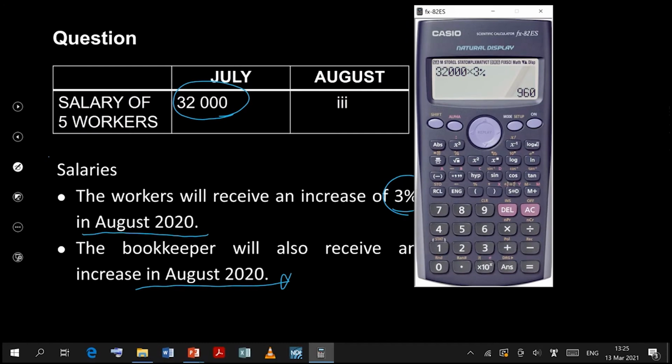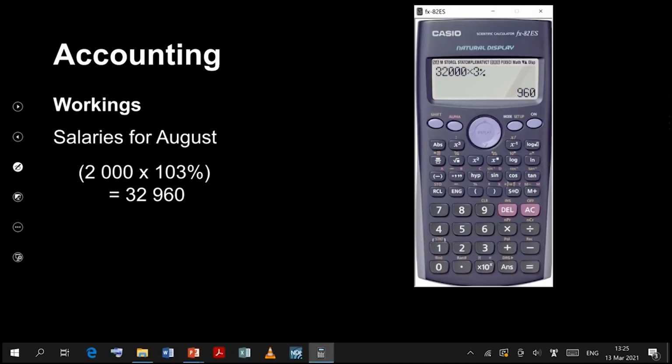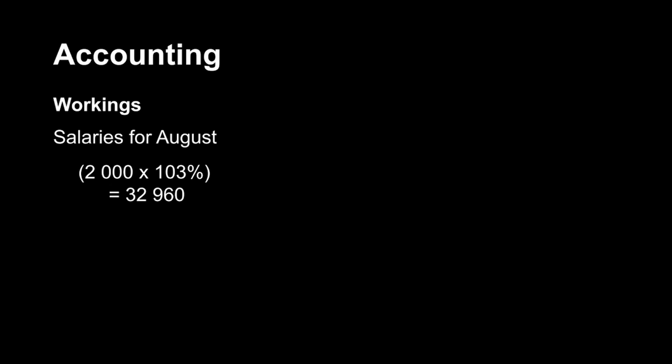And I now say that the workers will receive an increase of 3% in August. Therefore, the bookkeeper will also receive an increase in August. Therefore, watch what we do here. The 960 is the increase, as you saw on our calculation. There's my 960. So therefore, the new salary will be the 32,000 plus the increase will give you a figure of 32,960. Here we go.